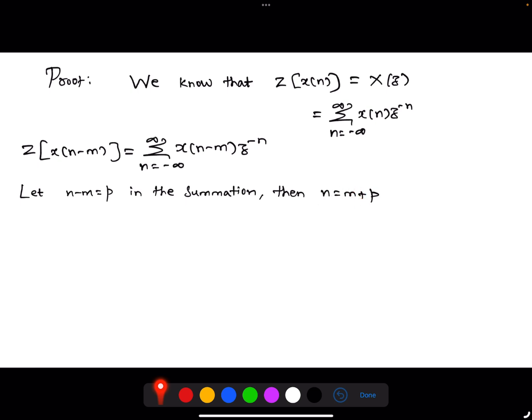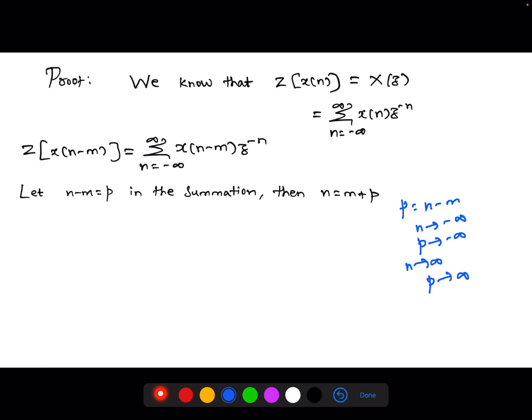So we're just making this change, n minus m as p, and this n will become minus of m plus p. And here, when you closely watch this one, what will be p from this? p is n minus m. So when n tends to minus infinity, p will also tend to minus infinity, and when n tends to infinity, p will tend to infinity. So this thing you need to keep in your mind.